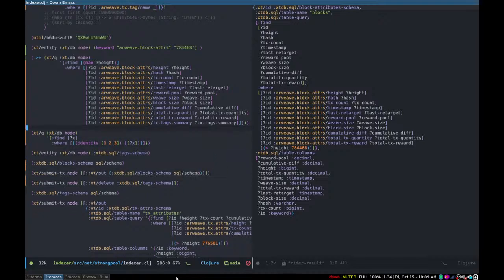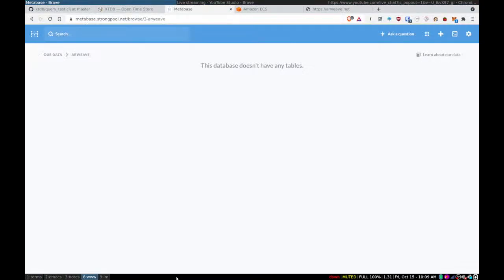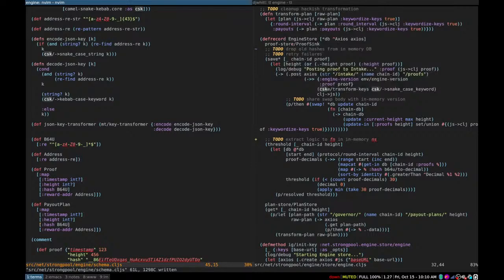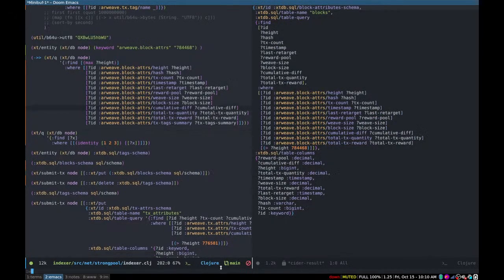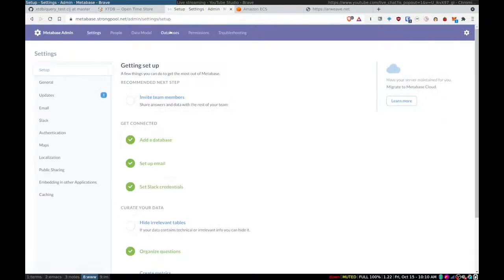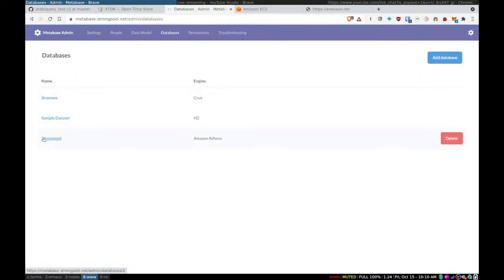Let me see where I am here. Have I caught up fully? I think so. What's our current block? Yeah, so we are fully caught up. And yeah, this is my NeoVim setup. Switched to the wrong i3 window here. Okay, so now in theory, if we go into Metabase, let's go look at admin databases, strong pool.